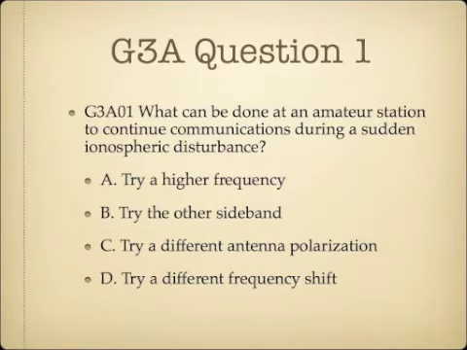Question 1. What can be done at an amateur station to continue communications during a sudden ionospheric disturbance? A. Try a higher frequency. B. Try the other sideband. C. Try different antenna polarization. Or D. Try a different frequency shift.